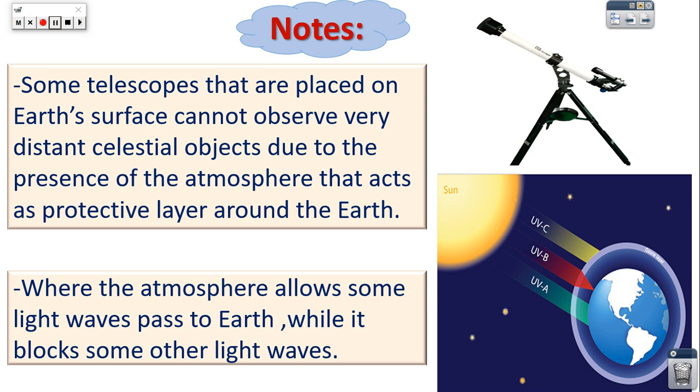And we must know that the atmosphere protects the Earth from harmful radiation coming from the Sun, and it only allows the useful radiation, or useful sun rays, to enter the Earth, but it prevents the harmful sun rays coming from the Sun from entering the Earth.